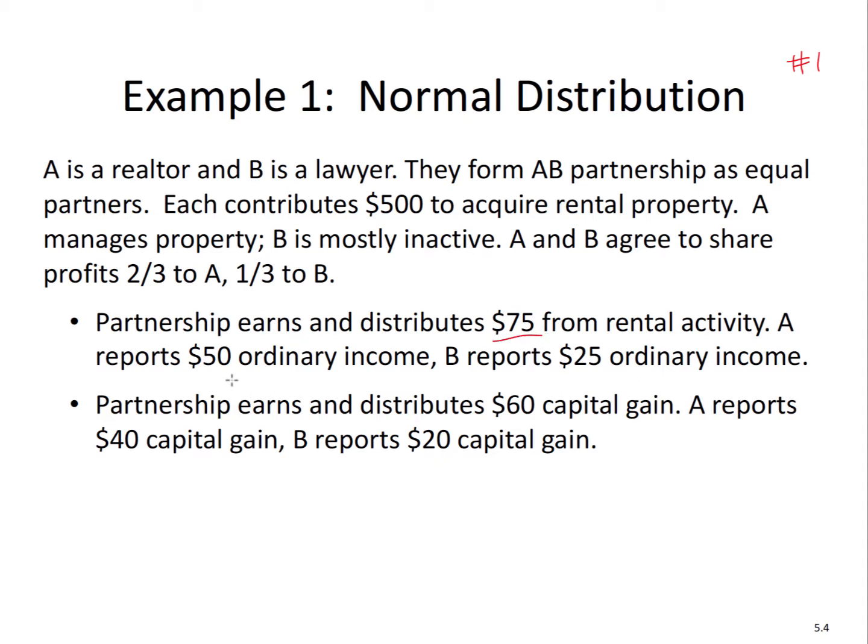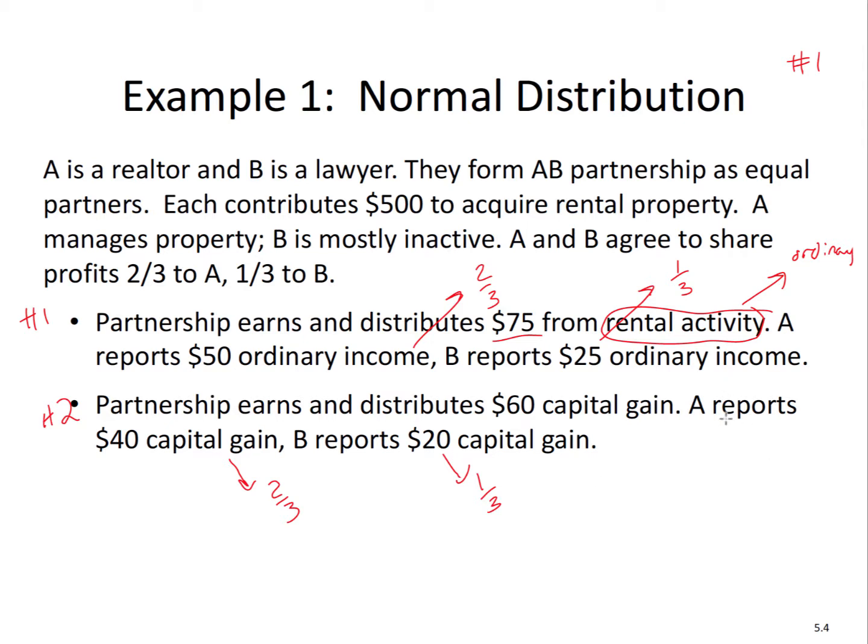A reports $50 of ordinary income. B reports $25 of ordinary income. How did I get that? 2/3 to A, 1/3 to B. The character of rental activity, if you recall from basic income tax, rental is going to be always ordinary. Royalty is ordinary in nature. The partnership earns and distributes $60. So this is an addition. So these are the 2 types of income. They have number 1 type of income and number 2 type of income. The partnership earns and distributes $60 of capital gain. A reports 40, right? That's 2/3, and B reports 20, 1/3.